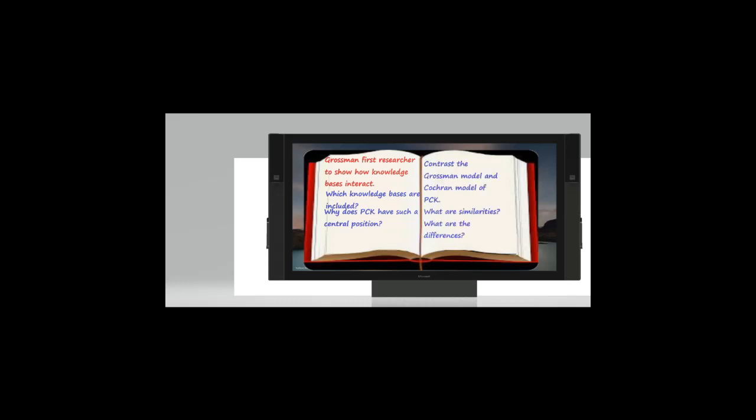Then Pamela Grossman was the first researcher to come up with a model for how these knowledge bases fit together and what PCK is. What knowledge bases did she include in her model? And also, why do you think pedagogical content knowledge holds a central position in her model? So I'd like you to consider that. And then I would like you to contrast her model with that of the Cochran et al. model. What are the similarities and what are the differences between the two models?